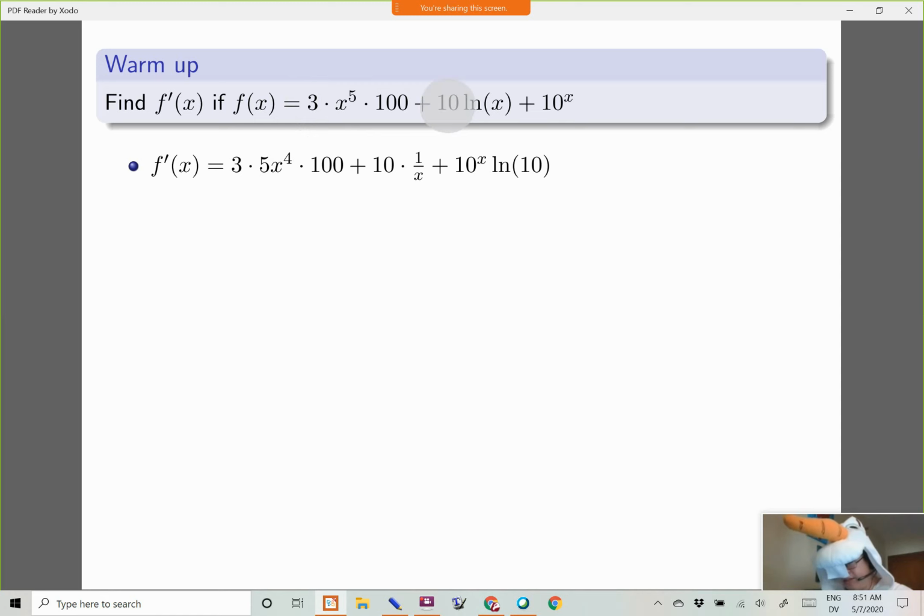In the same way, this constant 10 is copied. Whenever you have a constant times a function, you copy that constant. And then ln of x is differentiated as 1 over x. And 10 to the x is a good reminder of the derivative rule for exponential functions. The derivative of 10 to the x is 10 to the x times ln of 10, right? Sometimes people forget about that factor. There's this times ln of whatever the base was.